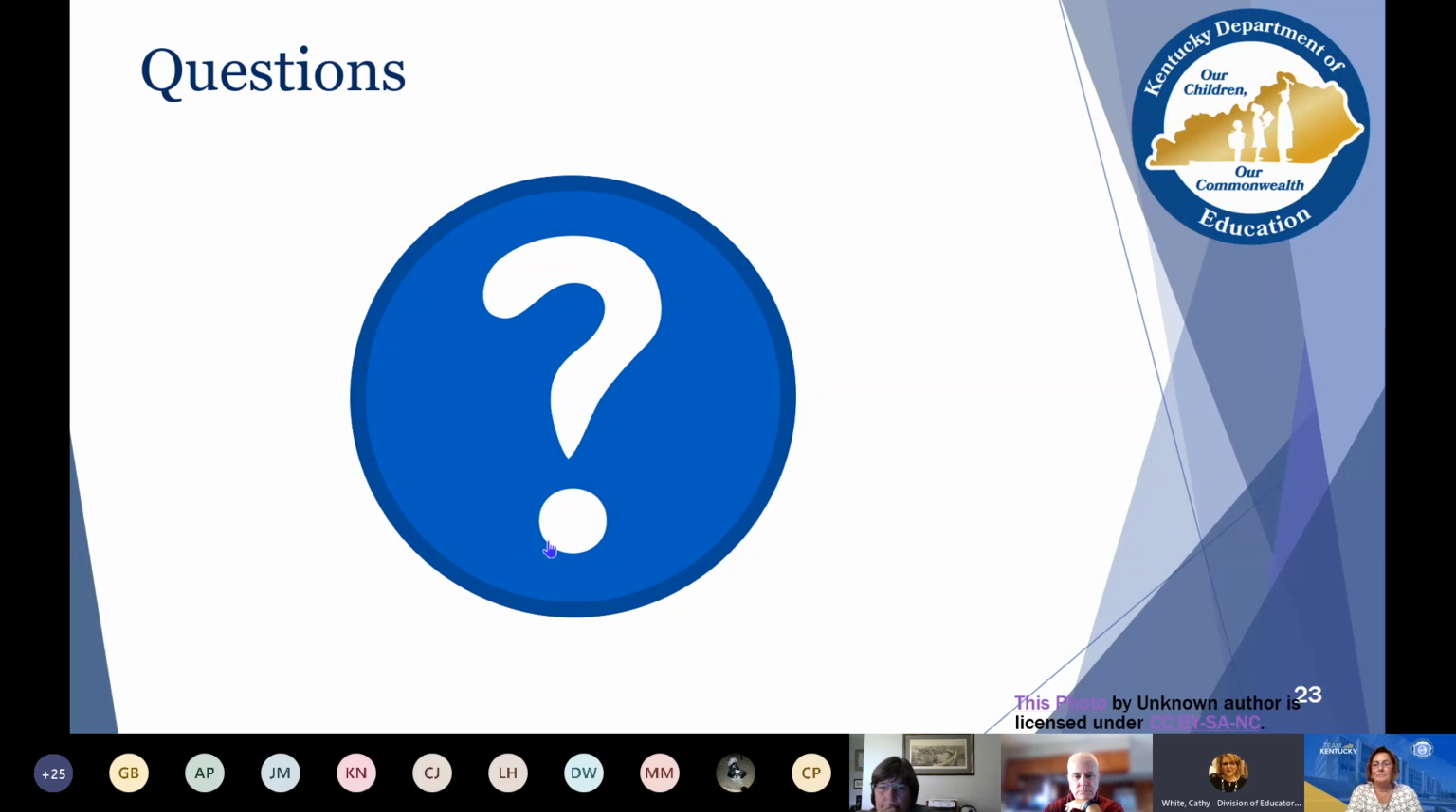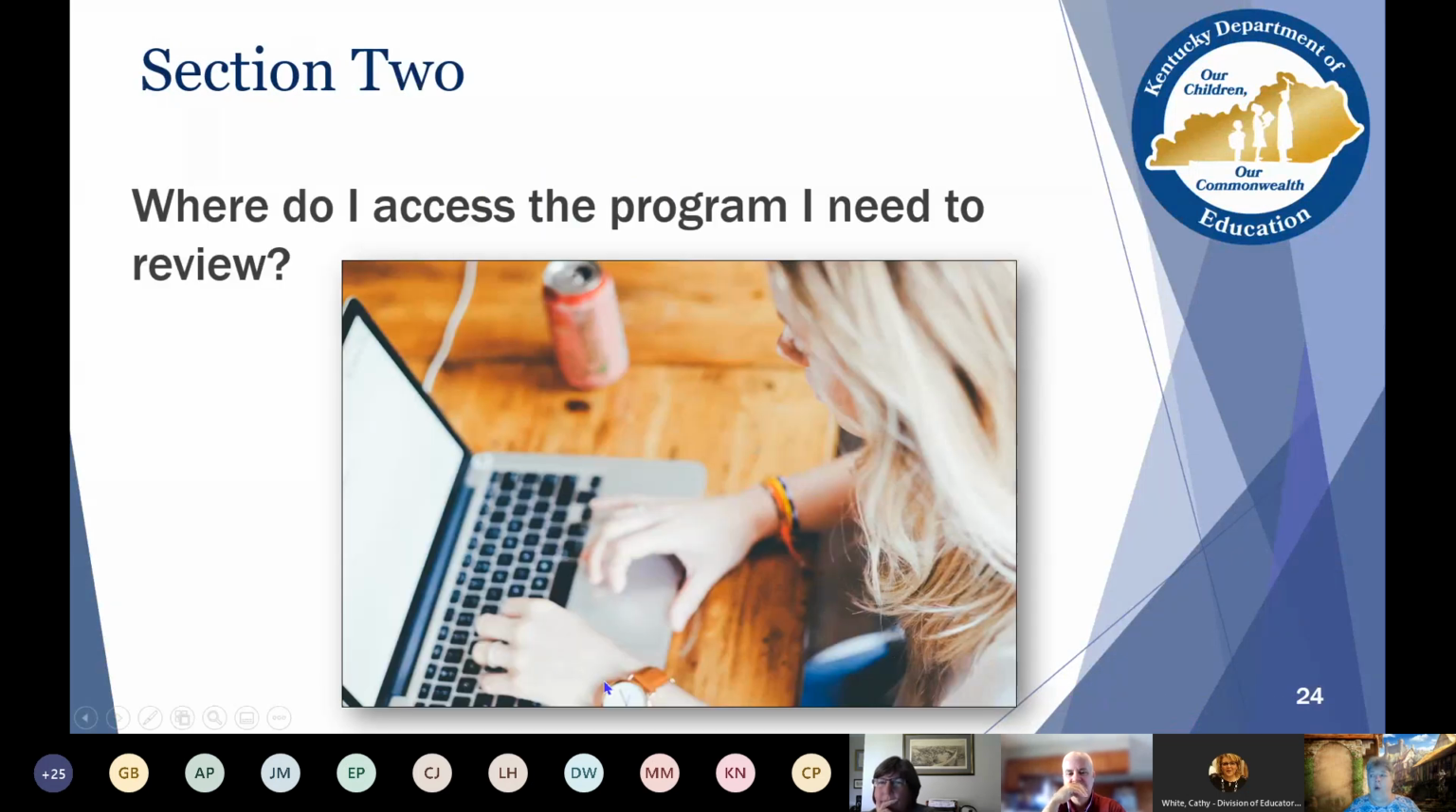So without any further ado, Allison, would you unmute and share with us the next section, which will again be new, and then the third section will definitely be new for everyone as we have some new processes. So Allison? Great. So now that you know what questions you'll have to answer, the next step is where to locate the program documentation.